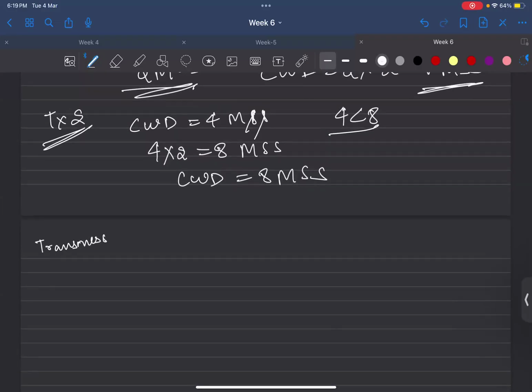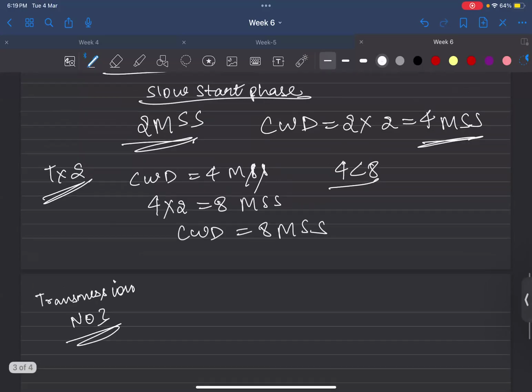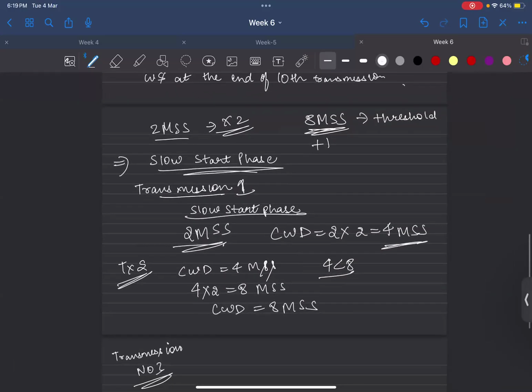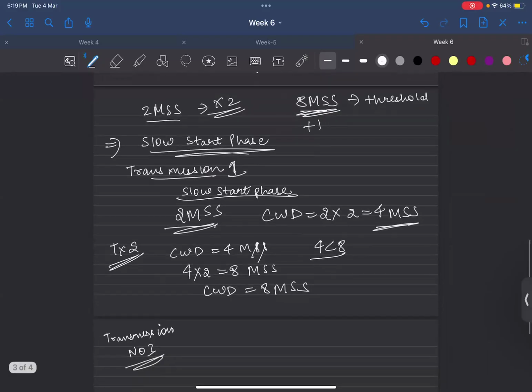Transmission number 3. Now can you tell me, those who have solved, Saf, Aman, and others also, what will happen now? After this, the threshold will be hit and then we will get 8. Yes. Absolutely correct, Saf, and absolutely correct, Aman.